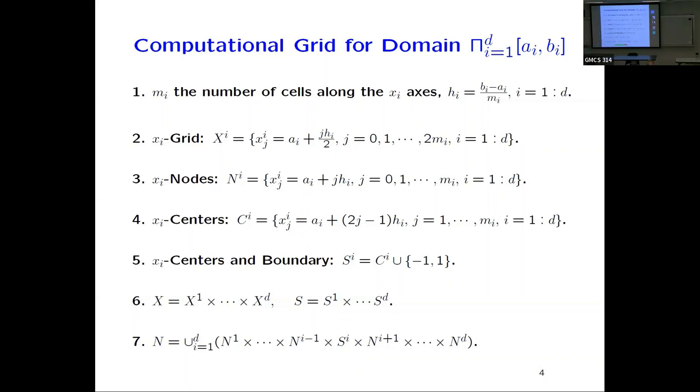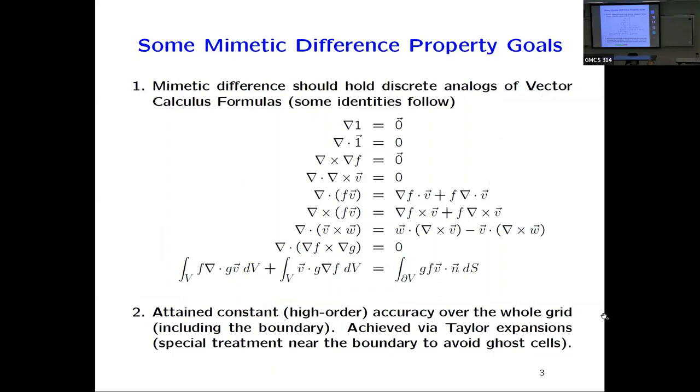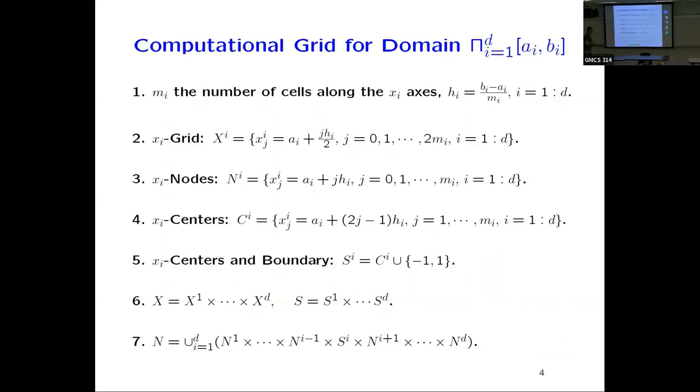Xi is the collection of all the nodes and centers, so it's the collection of all of them in each of the dimensions. Then for the nodes, there is another set that refers to the nodes. There is another set that refers to the centers, only the centers. And there is another set that will refer to the centers union the vertices. Okay. And so I will introduce this X, which is the Cartesian product of all of them, and S, which is the Cartesian product of all the centers and boundaries, and N, which is the collection of nodes and center. I will explain this in a picture.